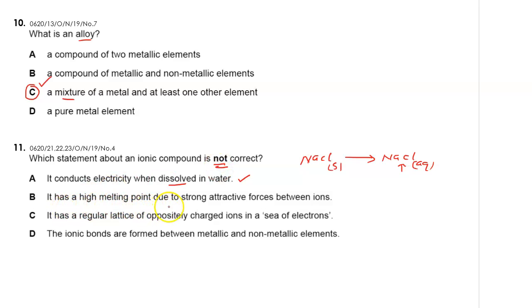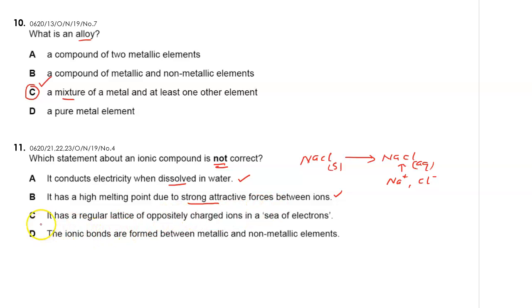B, we are looking for one which is not correct. It has a high melting point due to the strong attractive forces between ions. That is correct. Ionic compounds are made of ionic bonds, and ionic bonds are strong bonds. Ionic bonds are bonds between a positive metal ion and a negative non-metal ion. For example, you'll have a bond between the sodium ion, which is positively charged, and the chloride ion, which is negatively charged. We know that opposite charges attract. Therefore, the attraction between sodium and chloride ion is what we call an ionic bond, and it is usually a strong attractive force.